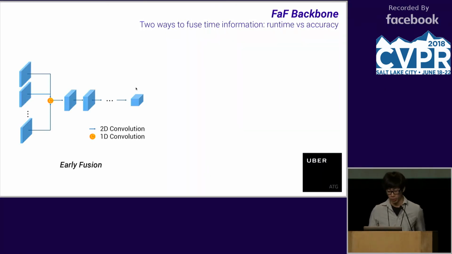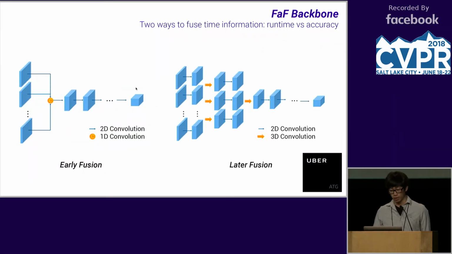The early fusion model shown on the left uses a 1D convolution to aggregate time information at the very first layer and perform 2D convolution afterwards. It is very fast, as aggregation is done at the very beginning of the network. On the right-hand side, the later fusion model uses 3D convolution layers in between to learn more complex motion features, but it is less efficient than the early fusion model.